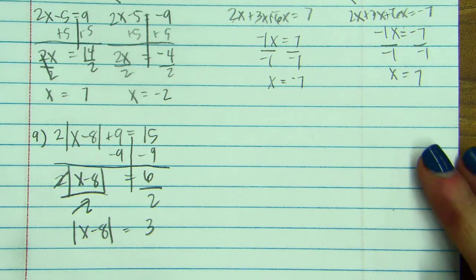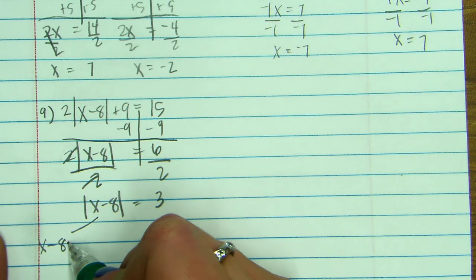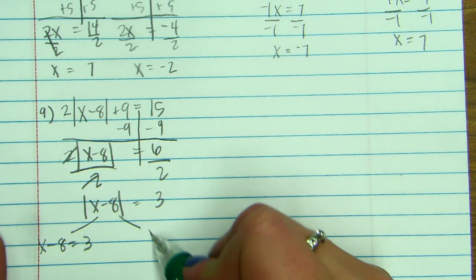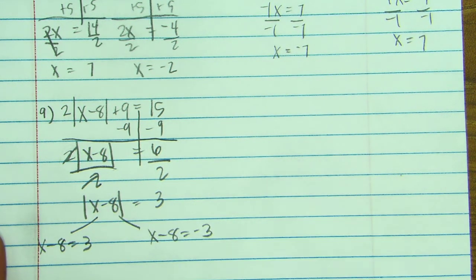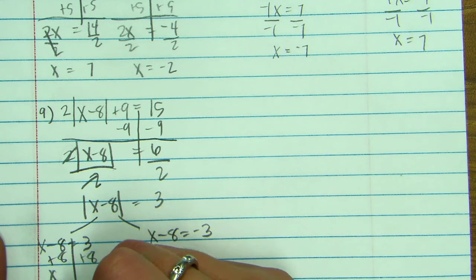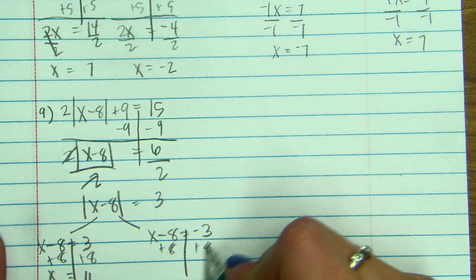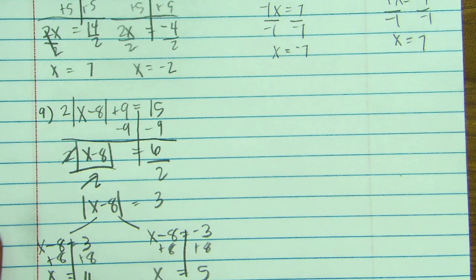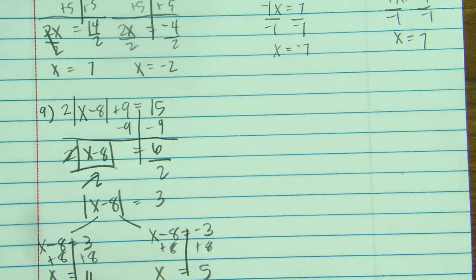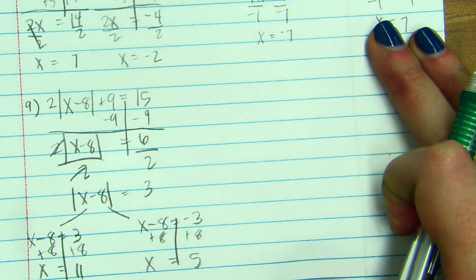Now that I have the absolute value by itself, I can set up my two equations, because either x minus 8 equals 3 or x minus 8 equals negative 3. And then I'll solve each equation. So I have x equals 11, or if I solve it this way, I get x equals 5. So I have two answers. We always need to set up two equations for these, but we can only set up two equations once I have the absolute value part by itself.